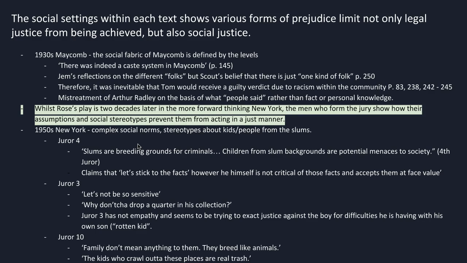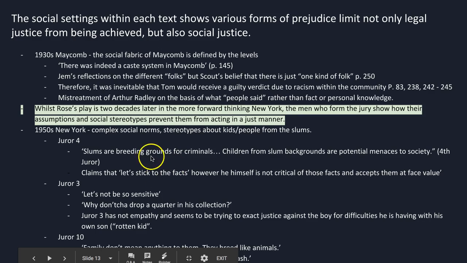And then you're going to link the two, whilst Rose's play is set 2 decades later in a more forward-thinking New York, the men who form the jury show how their assumptions and social stereotypes prevent them from acting in a just manner. And you could talk about, I've got here Juror 4, Juror 3, and Juror 10. Now, again, there are probably 8 quotes there. You're not going to talk about all of them. Pick 1 or 2 jurors and zone in on what they're doing and maybe what's common between them.